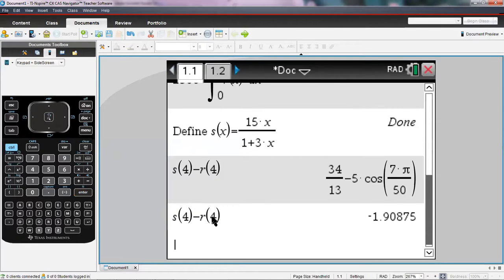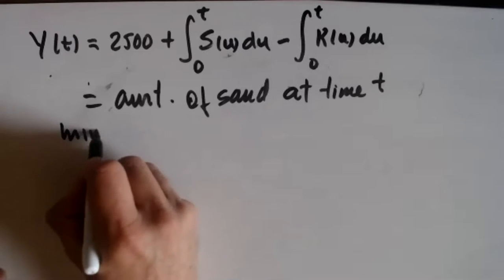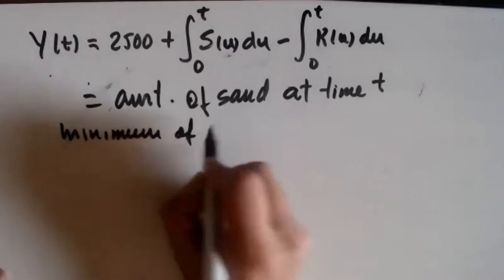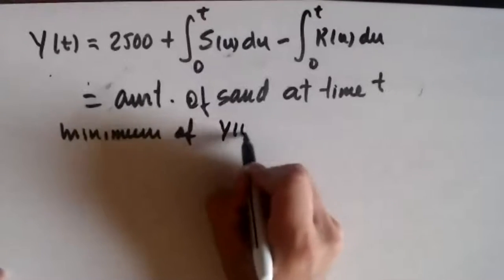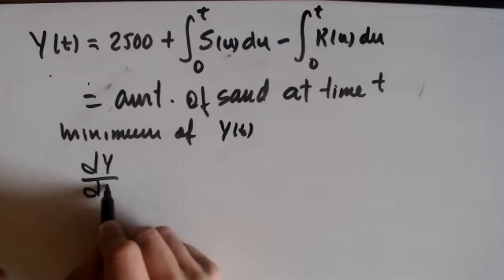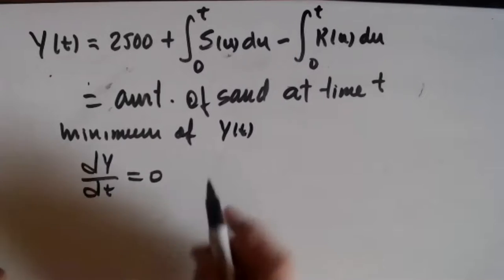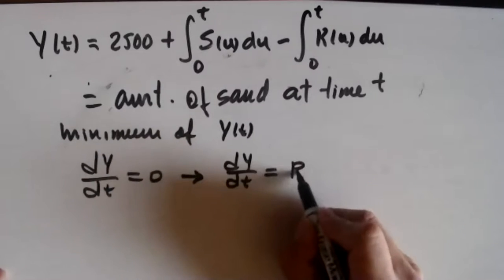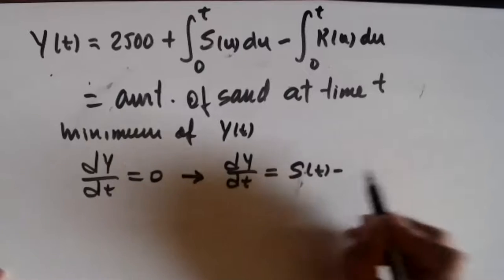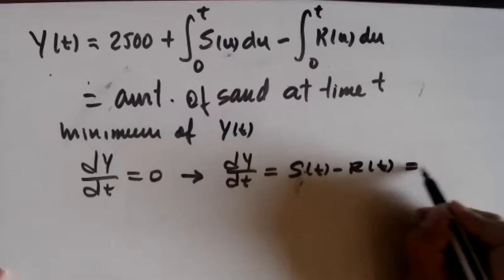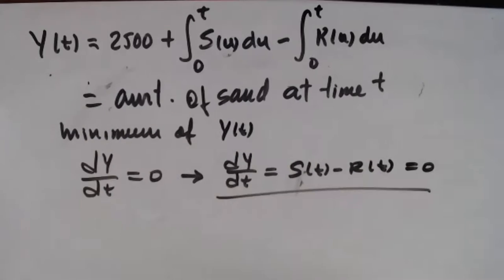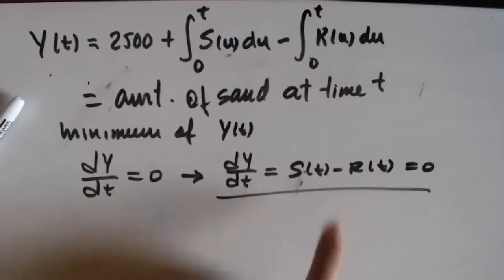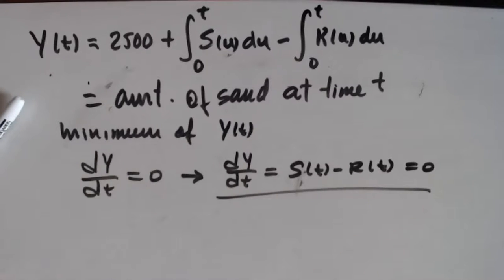This is the condition for the minimum. Let me just write it because I skipped that. So minimum of y of t. I have to take dy dt equals 0. This is the first condition. So dy dt is s of t minus r of t, and this is going to be 0. So I don't have to do the derivative. I can plot this one and check where this difference is 0.